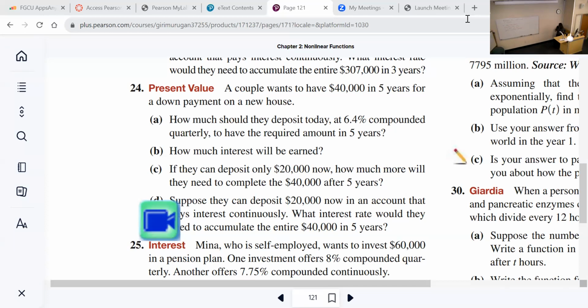So we have an interest rate of 6.4%. We have the time.